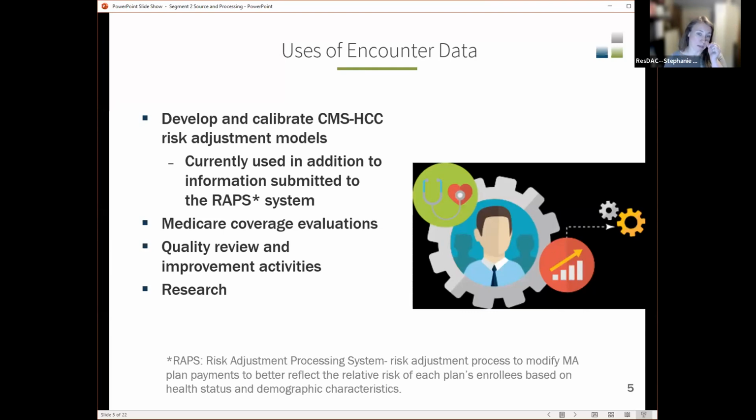So the encounter data gets put into the risk adjustment models. And that also was phased in over time. It wasn't right away in January 2012 that all of the encounter data was used. That's been a phased in process. But Medicare also, for coverage evaluations, quality review, and for us doing research, it's really great to be able to peek into that black box that we didn't see into before.